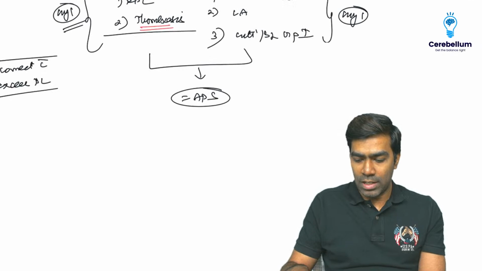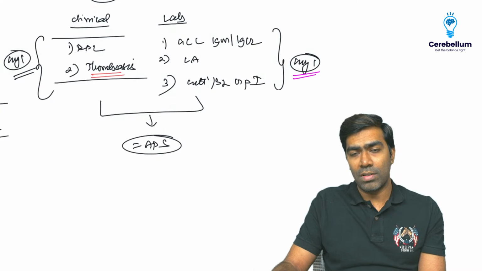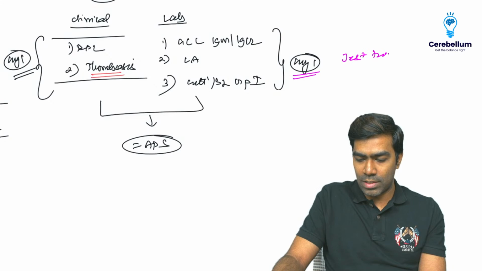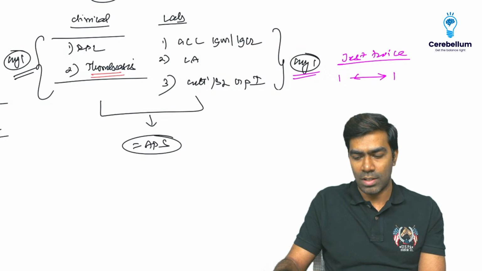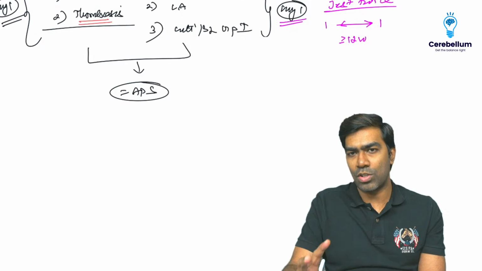And one more thing is, you need to prove that the antibodies are positive after 12 weeks also. So you have to test twice. First you test once, then again you test once, and that should be at least 12 weeks later or 3 months later. So two times the antibody should be positive. Consistently, it should be positive.